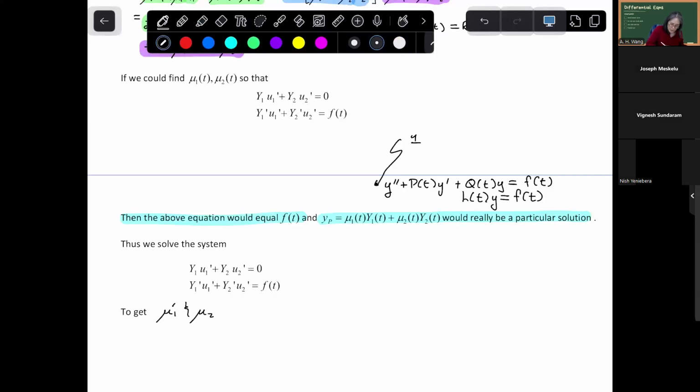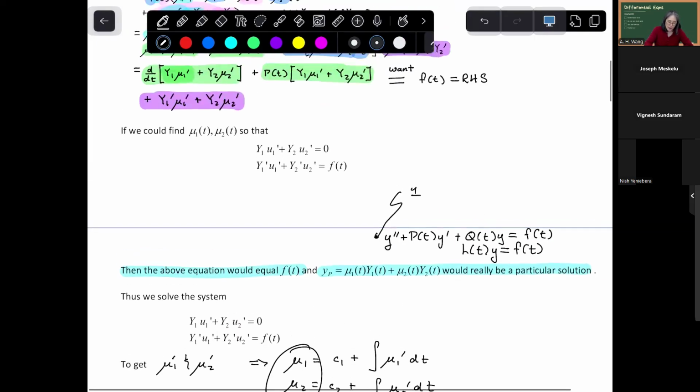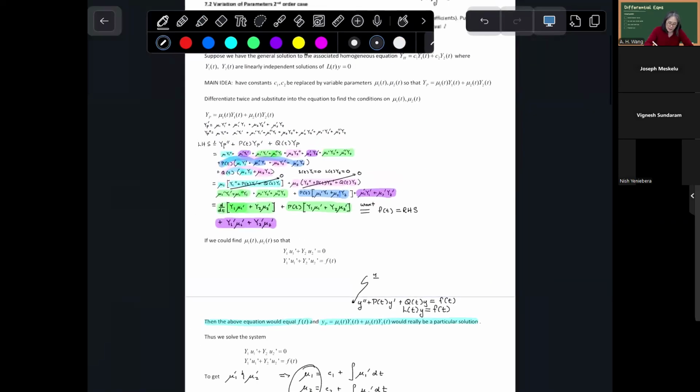But actually, you'll get the derivative. And once you get the derivative, you take the antiderivative, and then mu1 is going to be equal to c1 plus the integral of mu1 prime dt. And then mu2 will be c2 plus the integral of mu2 prime dt. So I'm just writing a constant in front. Usually we would write the constant last, right? But I'm just going to write it in front, okay? And then you will get the mu1, mu2. And once you get the mu1, mu2, then this is your particular solution.